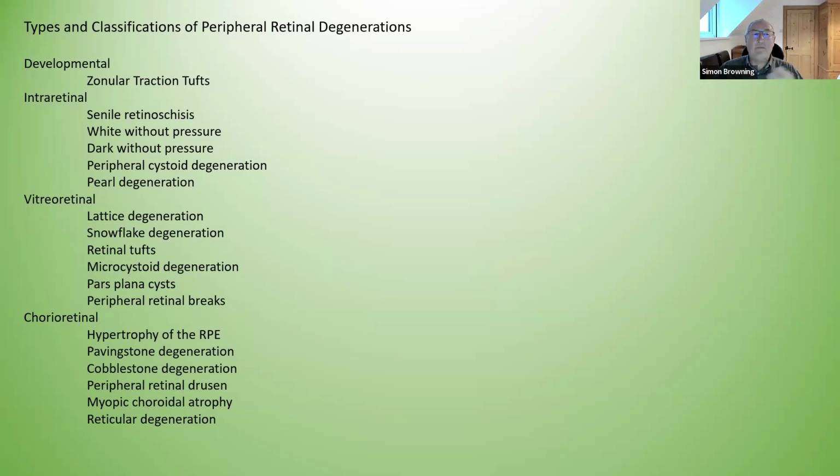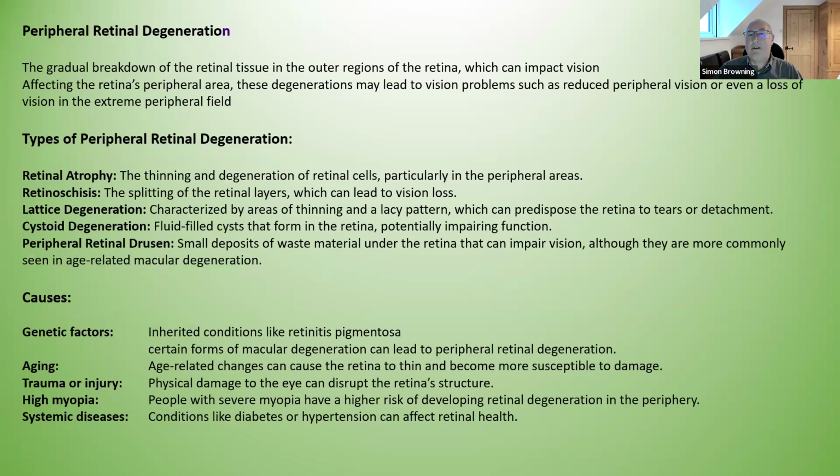But what do we mean by retinal degeneration? It's the gradual breakdown of the retinal tissue in those outer regions of the retina. Sometimes these can impact on vision, sometimes they won't. They may lead to vision problems, such as reduced peripheral vision or change in vision or loss of vision in the extreme peripheral field. And I think one of the things that we've never really spent a lot of time on as optometrists is actually exploring the change in the peripheral visual field.